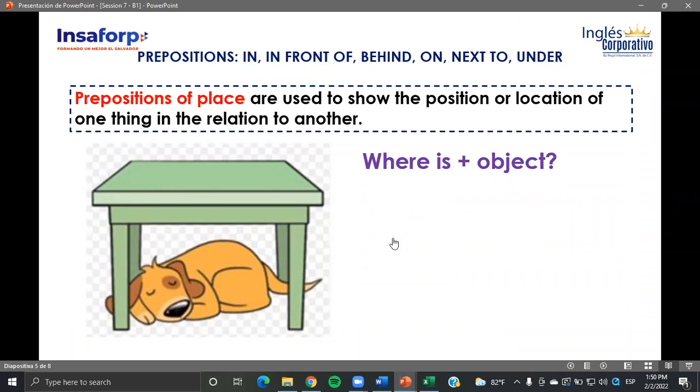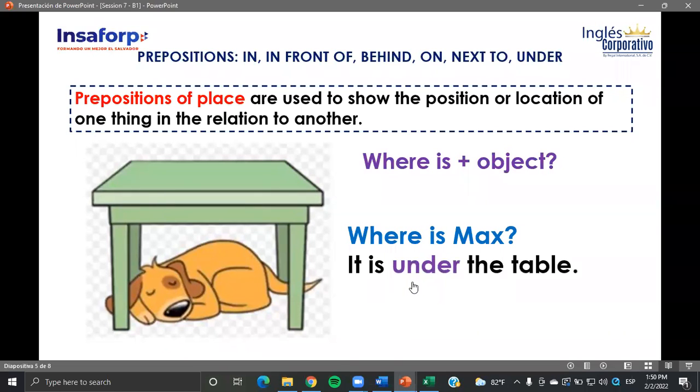Obviously the object, the animal. We have a table and we have a dog. The dog's name is Max. Where's Max? It's under the table. It is under the table. Max is under the table, right? Under.